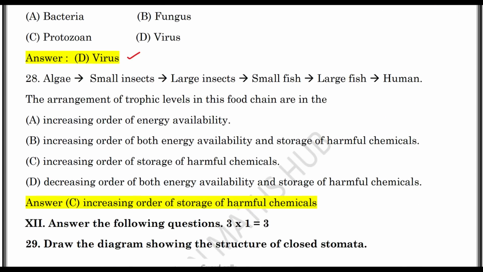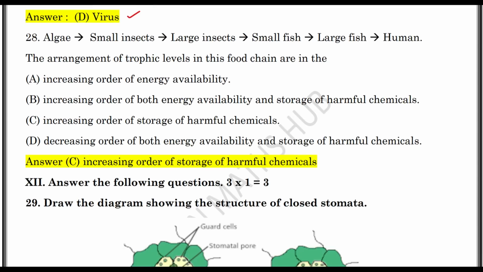Algae, small algae, small insects, then large insects, small fish, large fish, then human. Dear students, if you see this, there is an increase in storage of harmful chemicals when it moves from one trophic level to another trophic level. It is because of the phenomenon called biological magnification. Hence, the correct answer is option C, increasing order of storage of harmful chemicals.